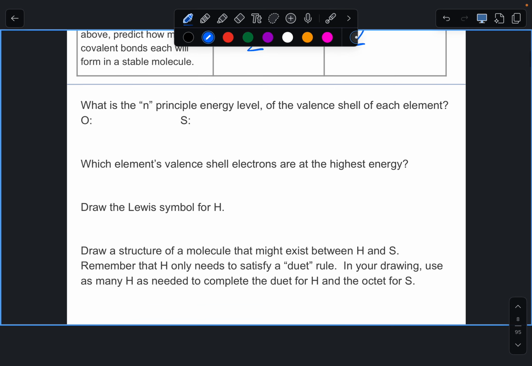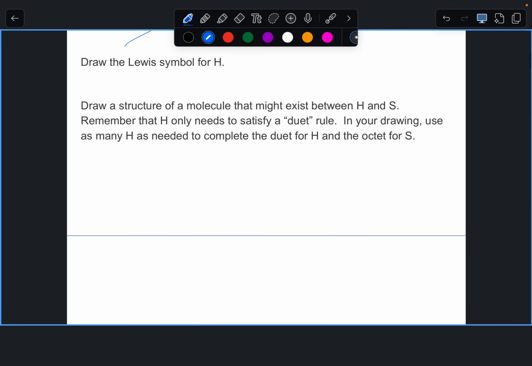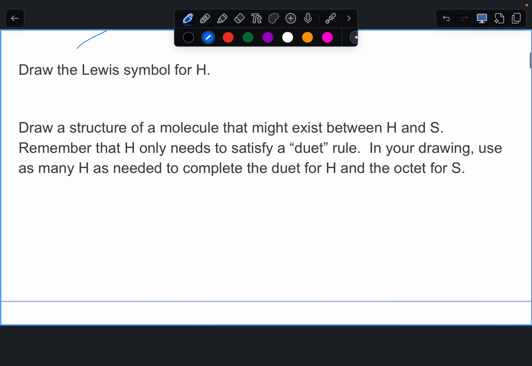All right, so let's do this for hydrogen and sulfur. So last 5 minutes, I want you to show how hydrogen and sulfur would bond in order for both of them to get their valence shells filled up.